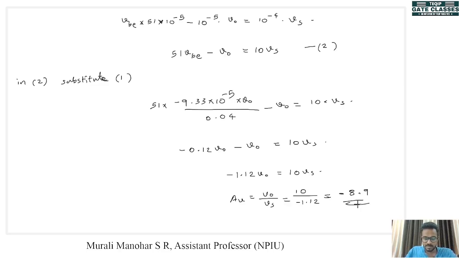Okay. So the magnitude of AV is given by 8.9. This is our answer.